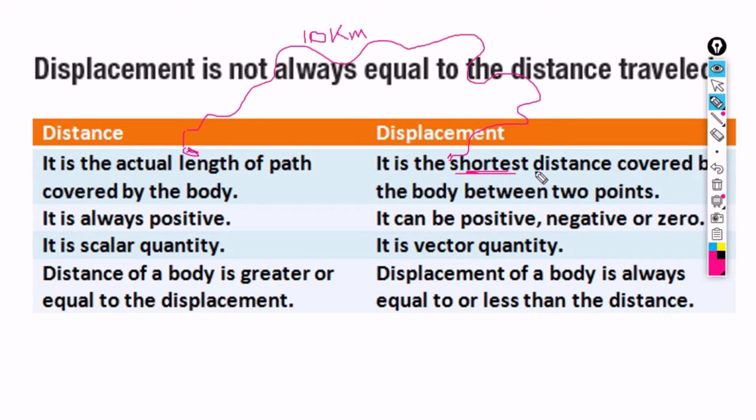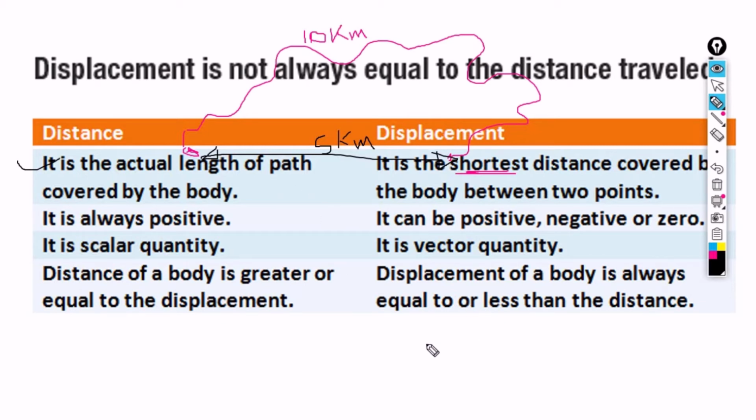I need you to focus on these words: shortest distance. What does it mean? It means just this part here, from here to there. That is the displacement, the shortest distance from the start to the end. But the distance is all of the length of the path. Suppose it is 5 kilometers, for example. This is the first and most important difference between distance and displacement.